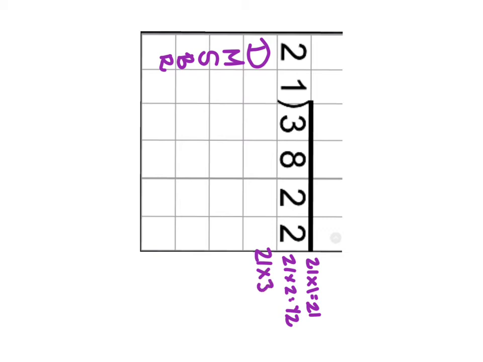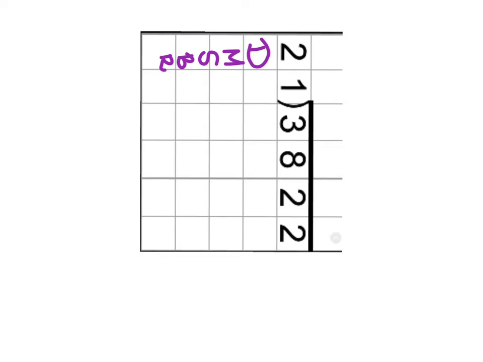21 times 3 would give me 63, and I could keep going, and they would list them all the way to 9. I'm not going to list out my facts. I'm going to use estimation to help me solve my problem, and I will walk you through that as we find our answer.